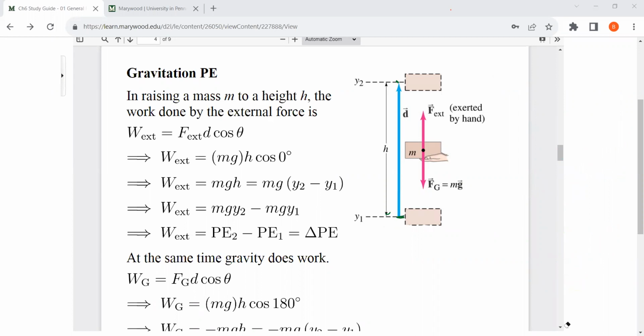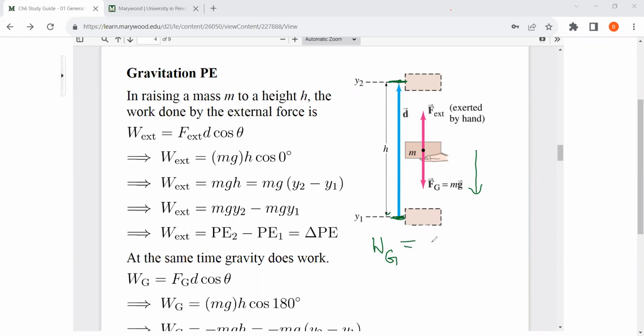But the work done by the gravitational force. Okay, so here in this picture you see that the gravitational force is in this direction. So when the hand is lifting this brick from this position to this position, the gravity also does some work. So I want to know what is the work done by the gravity, and let me call it WG. WG means the work done by the gravity.